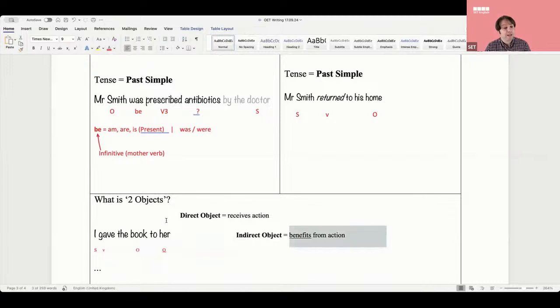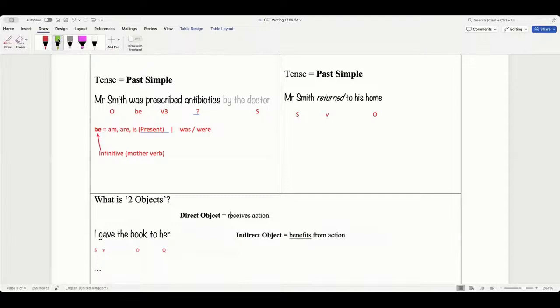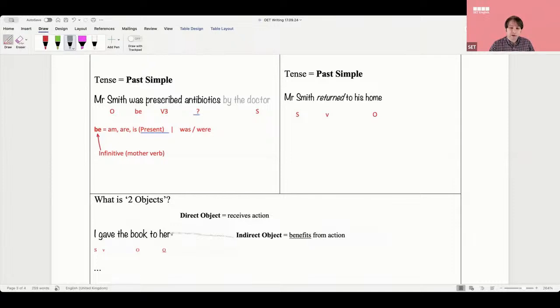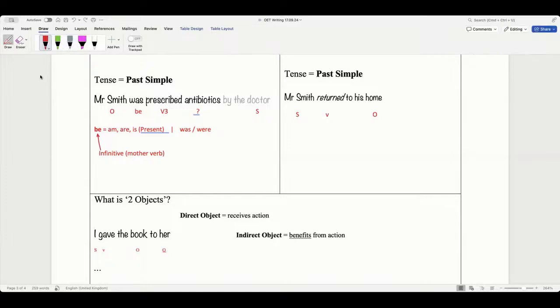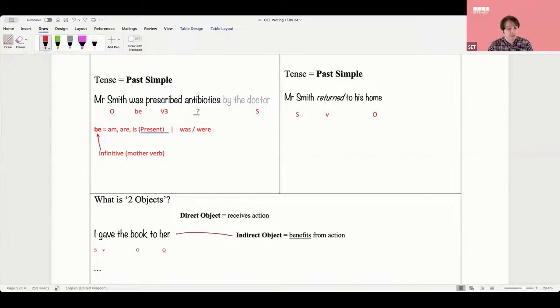Look at this. Who is benefiting from the action? Is the book benefiting or is she benefiting? Which one? Obviously, guys, it must be she. She is the beneficiary. She gets the book. She benefits. The book cannot benefit. So the book is therefore what? A direct object. So this is the indirect and this is the direct. Okay. Does that make sense to everyone?